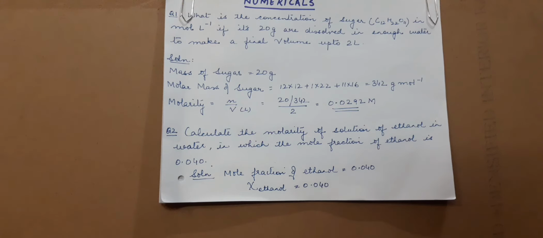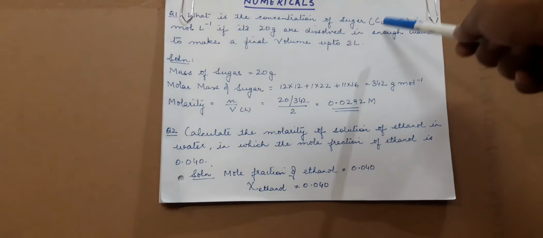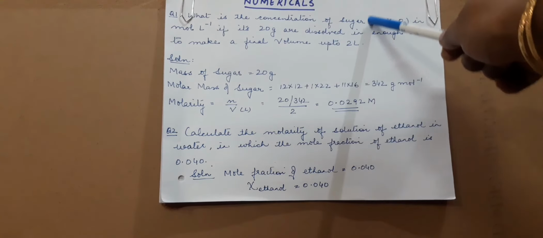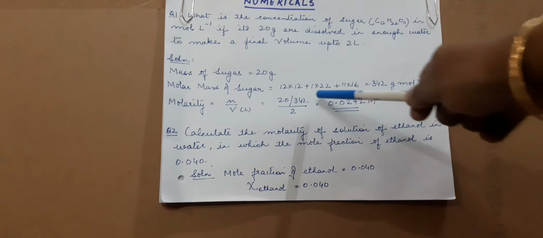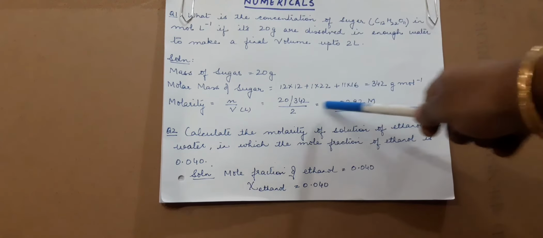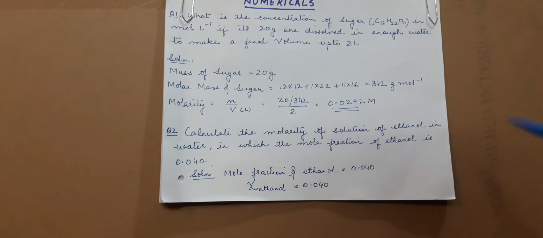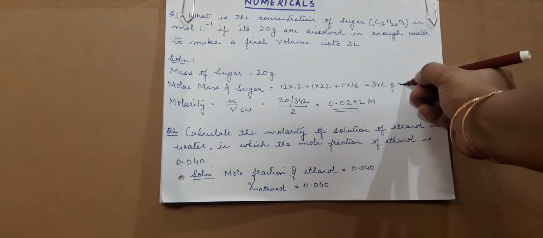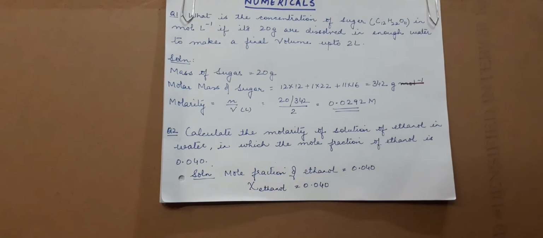Okay, and what is the molecular mass of sugar? The formula is given as C12H22O11. So, the molecular mass of sugar would be 12 into 12, because I have 12 carbons, plus 1 into 22 plus 11 into 16. That will come out to be 342 grams per mole. Okay, so the gram molecular mass will come out to be 342.